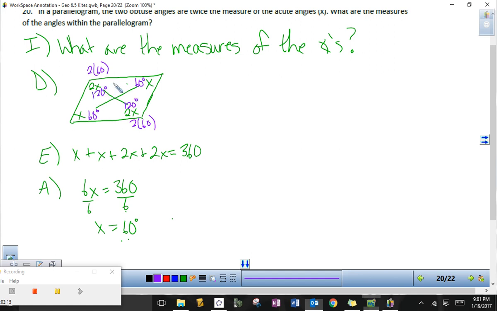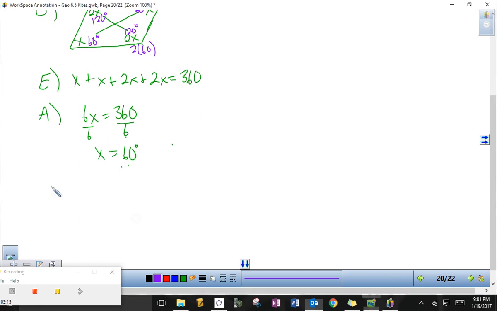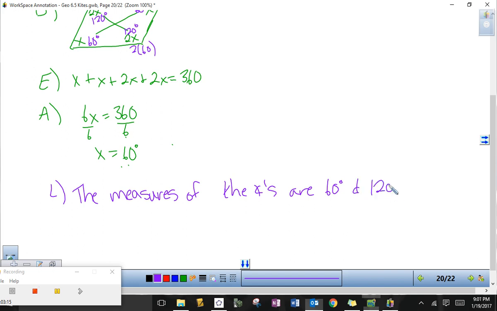So if I want to answer my question in a complete sentence, I will say the measures of the angles are 60 degrees and 120 degrees.